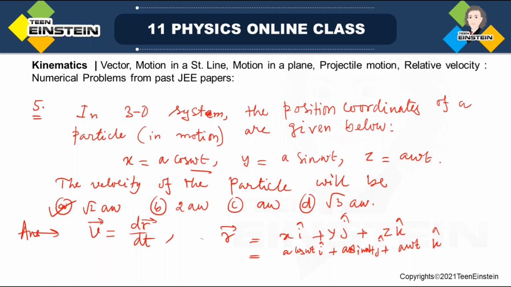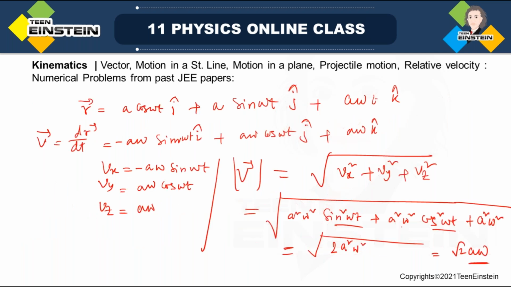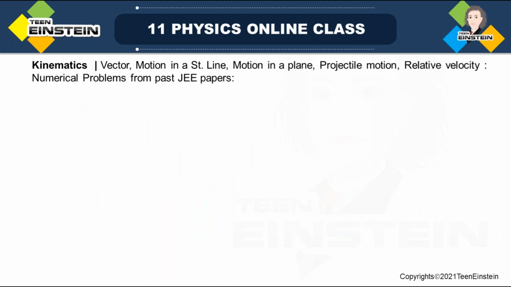Now we'll take up the last problem for today, and then we'll stop. Let us write the problem first. This is the sixth problem. These are all actually from the 2019 JEE Mains paper.